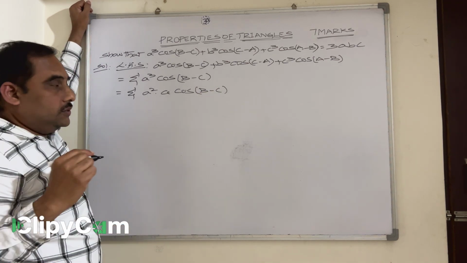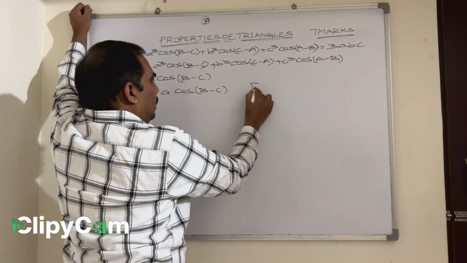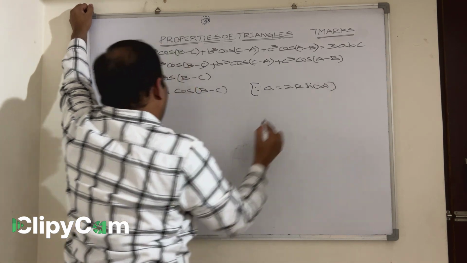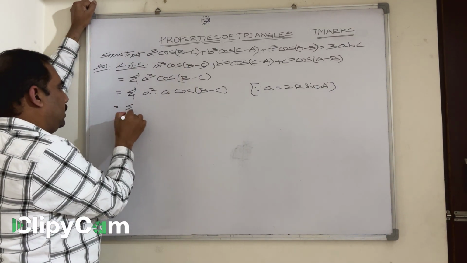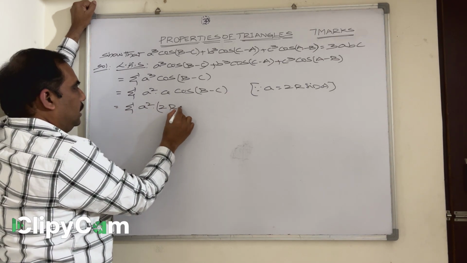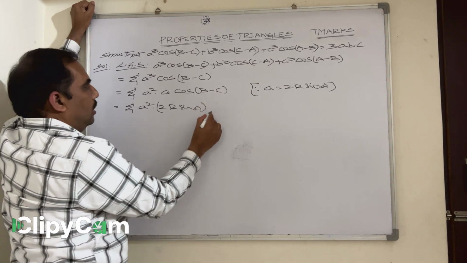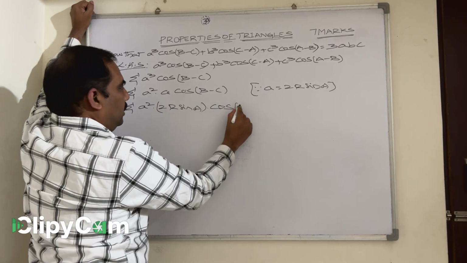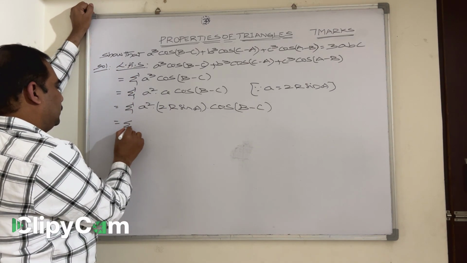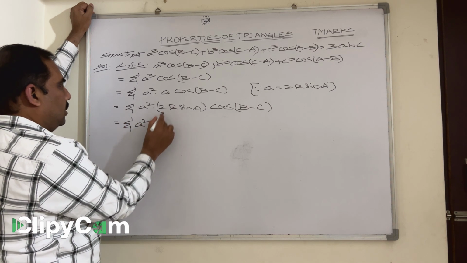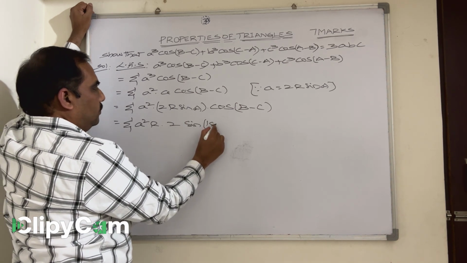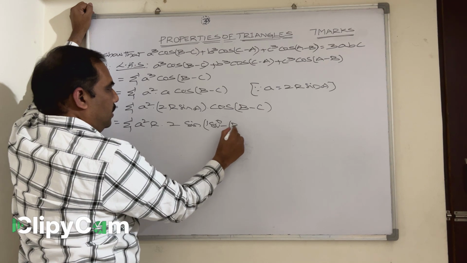See, by sine rule we know that small a is equal to 2r sine a. So here this a square is written as it is, and the small a is replaced by 2r sine a into cos of b minus c. So now we have sigma a square r into 2 sine a, and sine a is written as sine of 180 minus (b plus c).